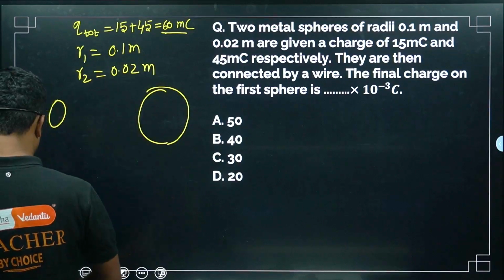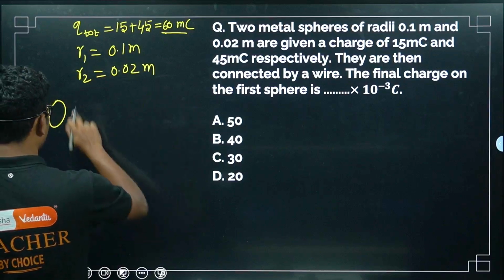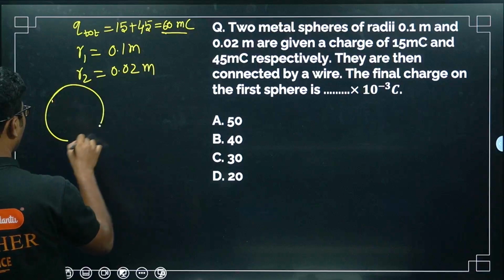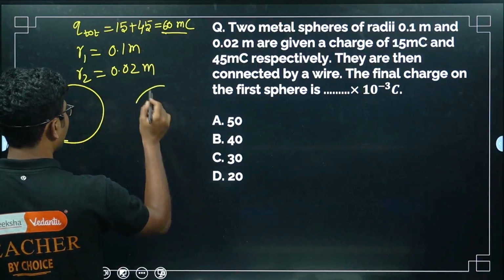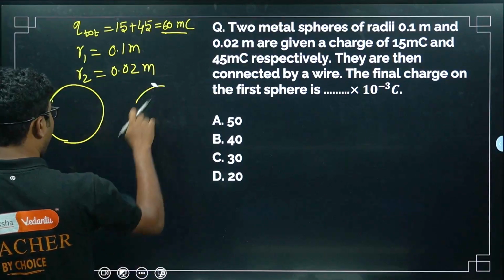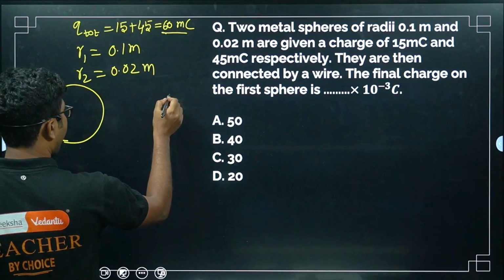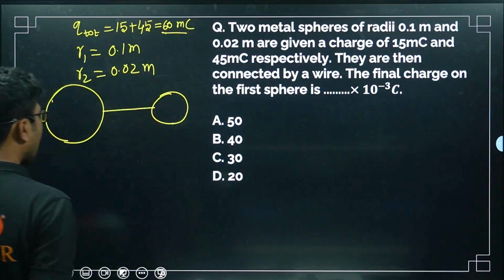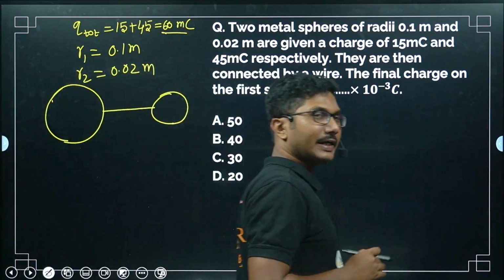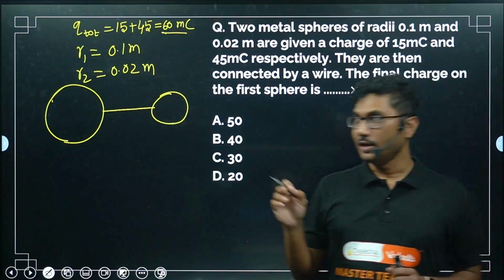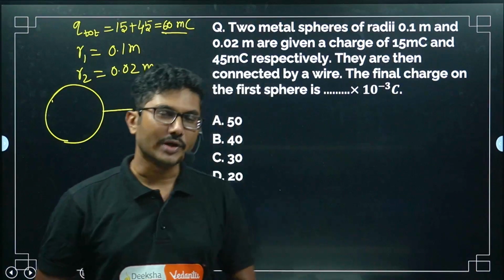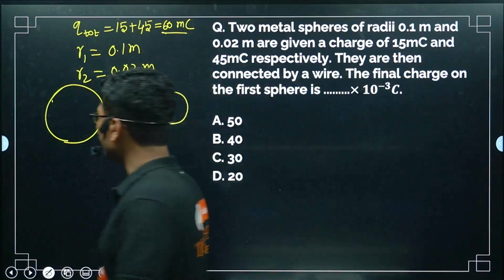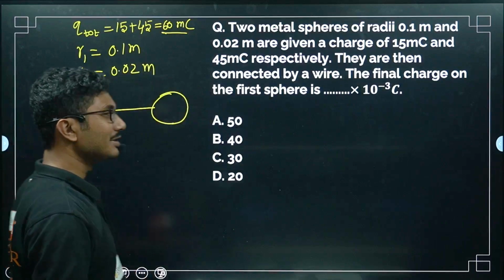So I have drawn it wrong. R1 is bigger. 0.1 is obviously bigger than 0.02. Now you have connected them. Now what will happen? Will the charge be divided into equal halves? If you are saying the charge will be divided into equal halves, then you are wrong. Sorry. The charge will not be divided into two equal halves because they are not identical.